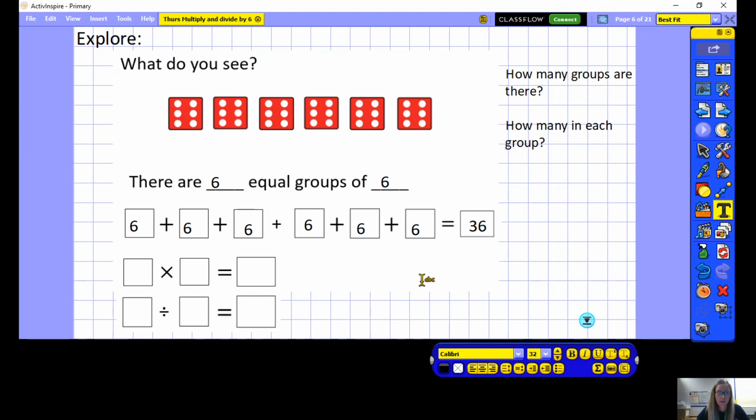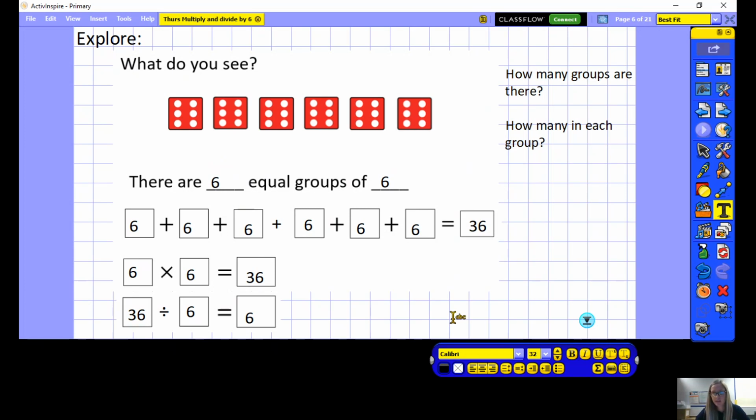So the multiplication that you should have written is 6 times 6 equals 36. And then I know that 36 divided or shared into 6 equal groups, there will be 6 in each group. So well done if you got that right.